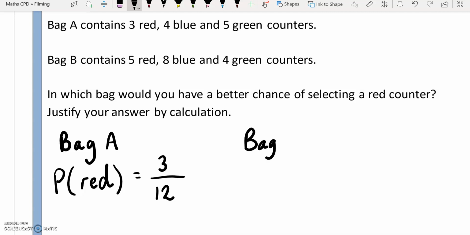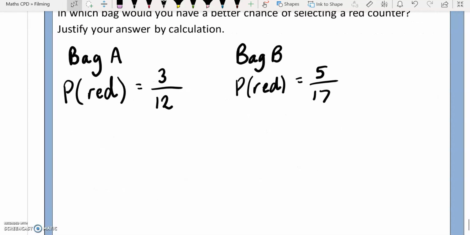If we have a look at bag B and work out the probability of choosing a red, we've got 5 reds in bag B and there are 17 counters altogether. So now we've written them as fractions, but it's still maybe not the easiest to compare. You might think initially that bag B has a better chance because there are more reds in there, but we need to think about this in terms of the whole. So it's probably easier to change these into decimals. On our calculator we're simply going to do 3 over 12, and remember that 3 over 12 means 3 divided by 12.